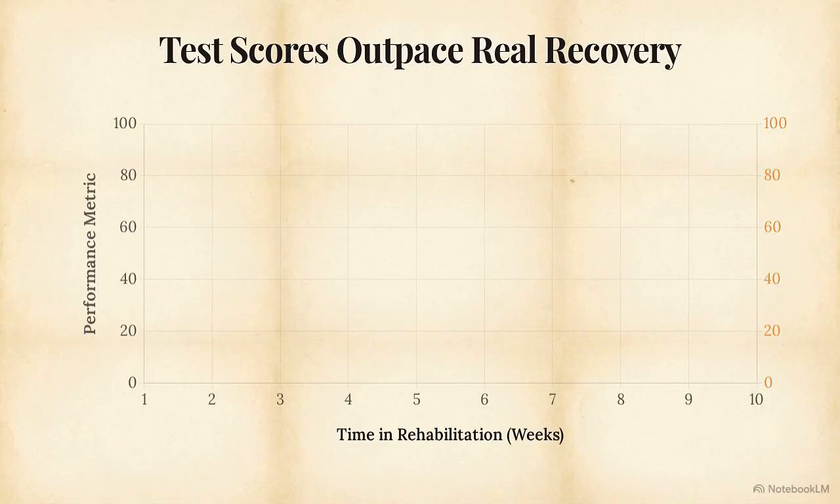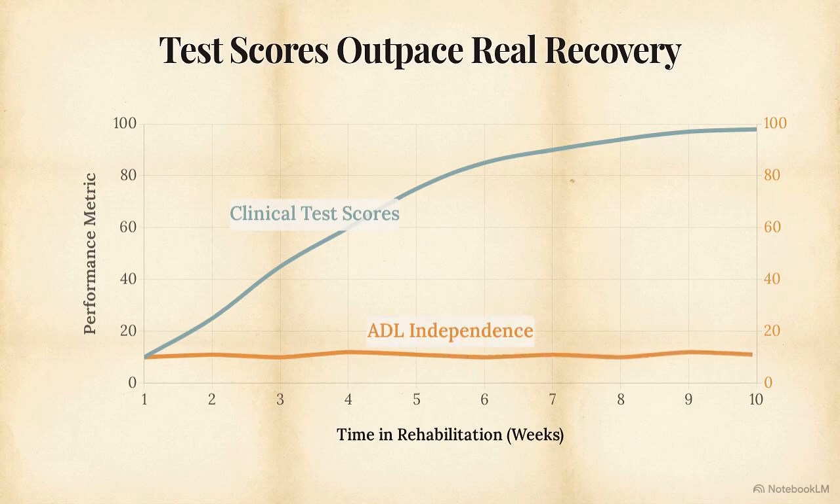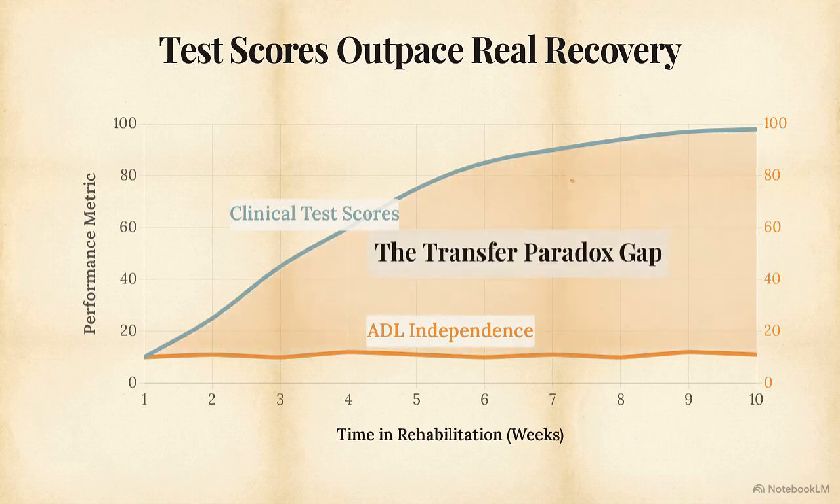But looking at this split dual-axis chart reveals a persistent clinical failure, widely known as the transfer paradox. On the left, we see clinical test scores rising sharply after drill-based interventions, but on the right, the trend line for actual activities of daily living, or ADL independence, remains entirely flat, leaving a massive gap between test performance and real-world recovery. The structural reason for this paradox is context.